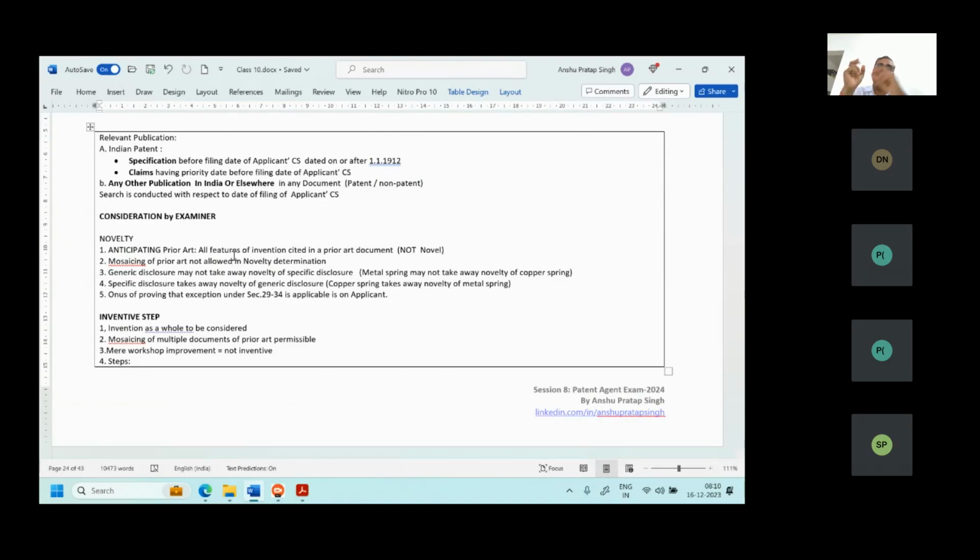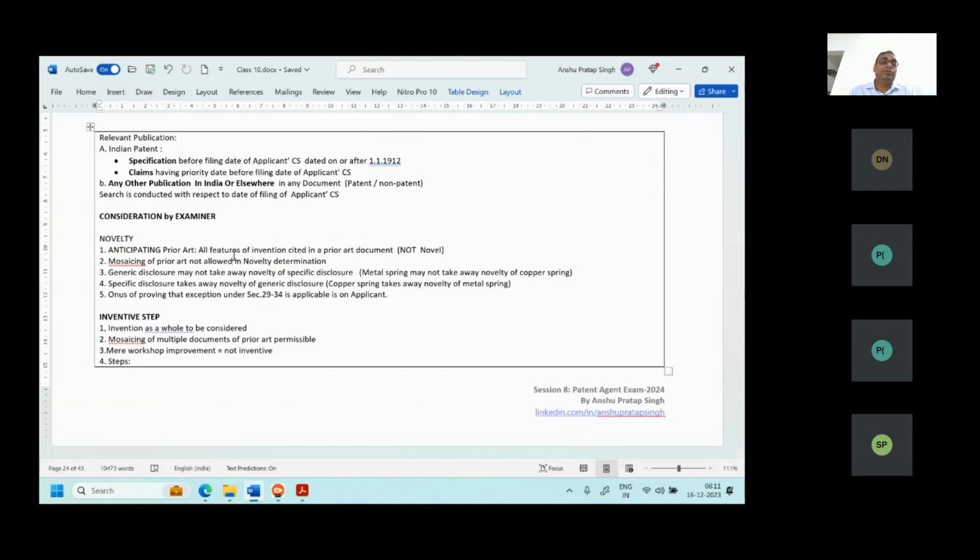Another document I cannot refer. I cannot refer to two documents to demolish my novelty. Novelty is assessed with respect to one document only. If there are three documents, for example, your invention is A plus B plus C, and there are documents which talk about A plus B, and B plus C, but there is no document which talks about A plus B plus C, then your invention is novel with respect to all these documents.